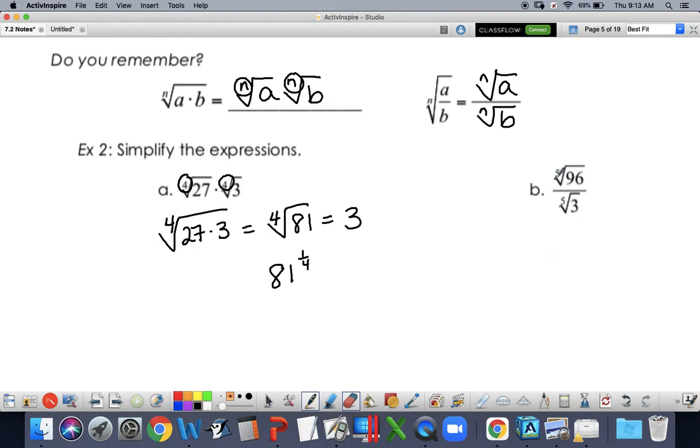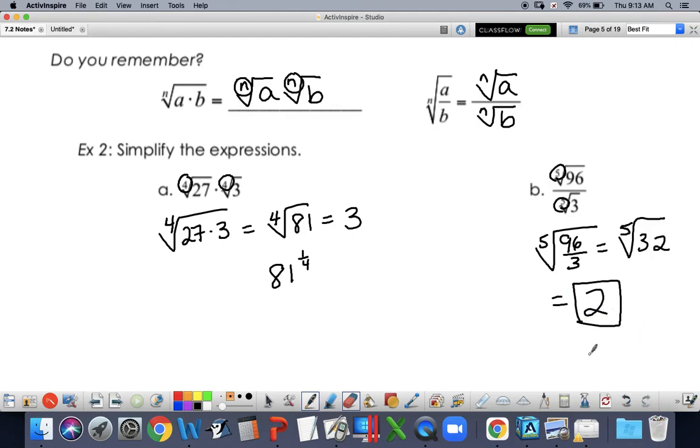Right, over here I notice we have the exact same index number. So what I can do is combine these into one big fraction underneath the radical here. And when I do that division, I get the 5th root of 32, which is equal to the number 2.